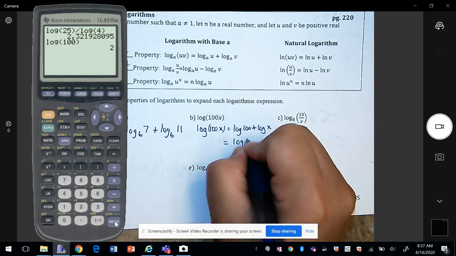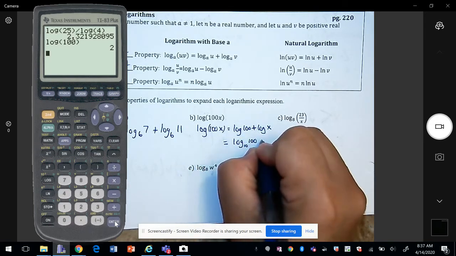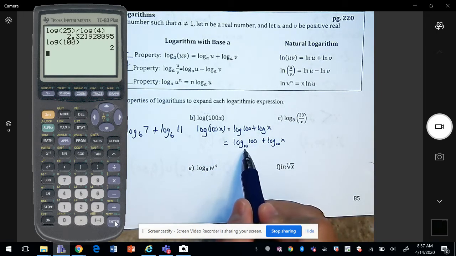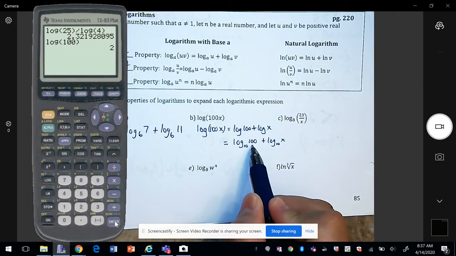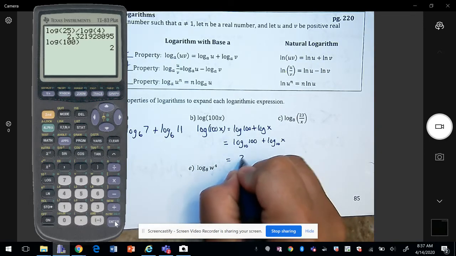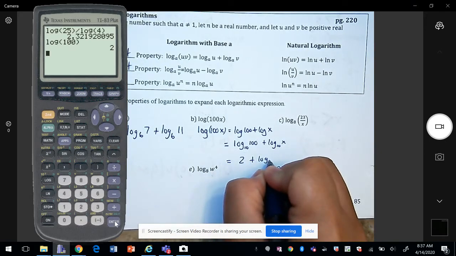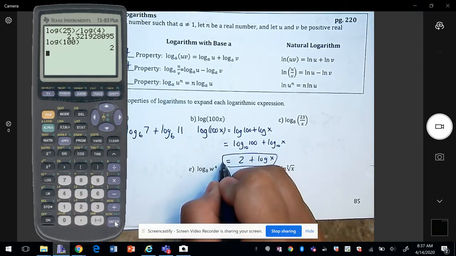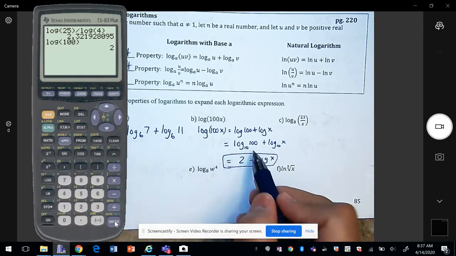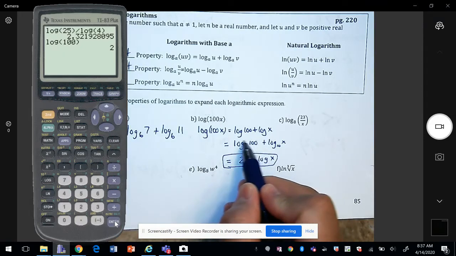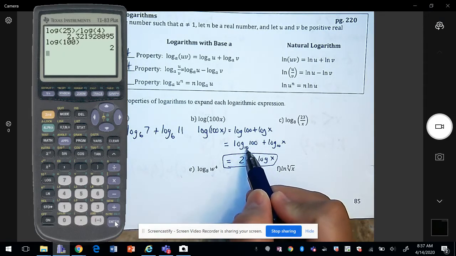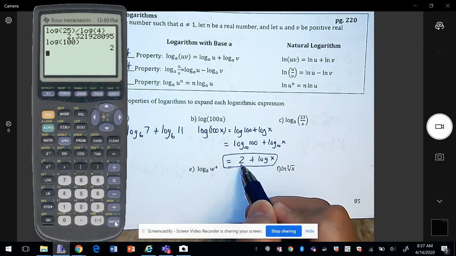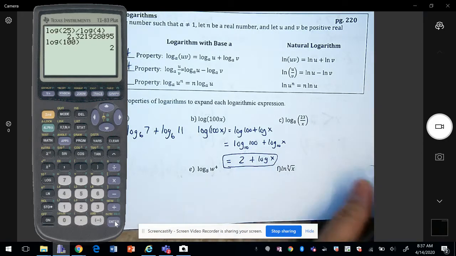So basically, what power does 10 have to be to give us 100? And that's 2. And so this would be our answer. And so you can convert this to exponential form. So you would have 10 raised to the power of x equals 100. And so the power would have to be 2.